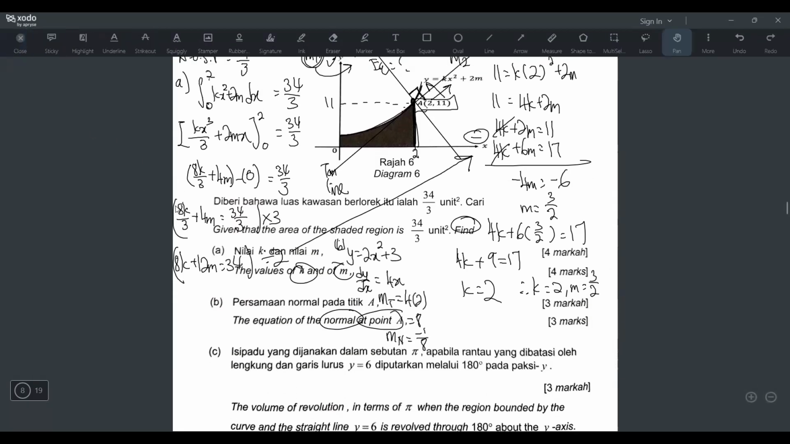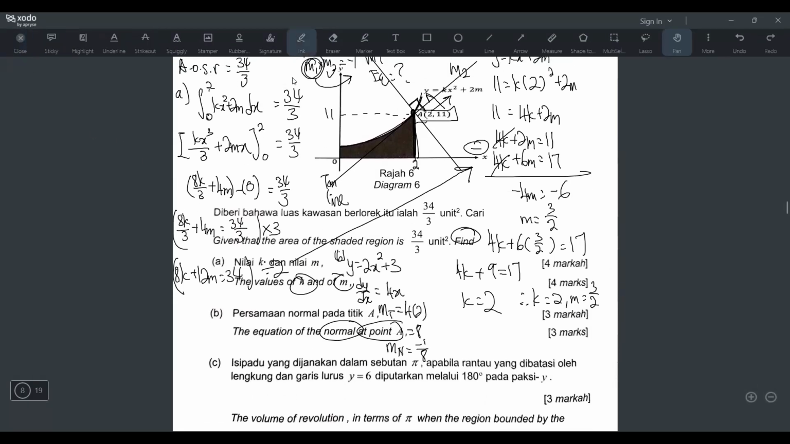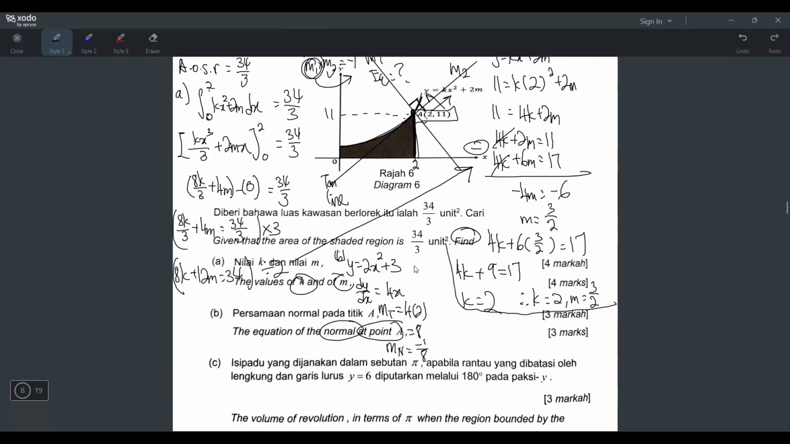After I get my gradient, it is not done yet. I have to find the equation of normal. So I will just continue here. The formula we use to find the equation is y minus y1 equals gradient times x minus x1. And then the gradient, you have to put -1/8. And for the x1, y1 here, you have to put in a point which the line passes through. You are trying to find this line, so which point does it pass through? (2, 11). So y minus y1 means y minus 11, and x minus x1 is x minus 2.